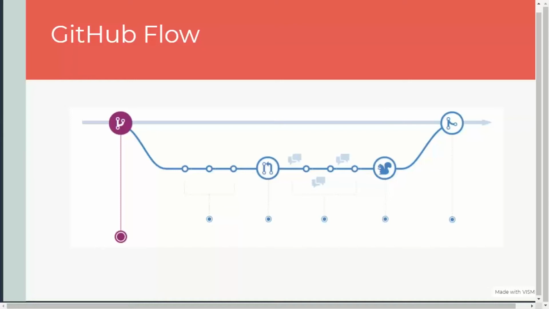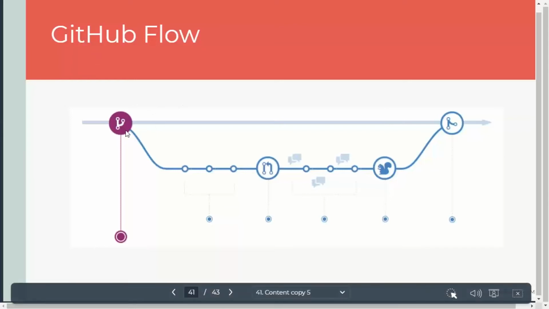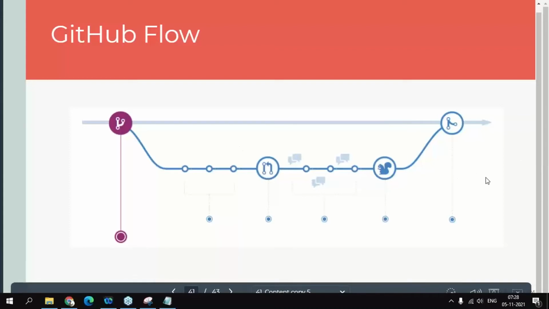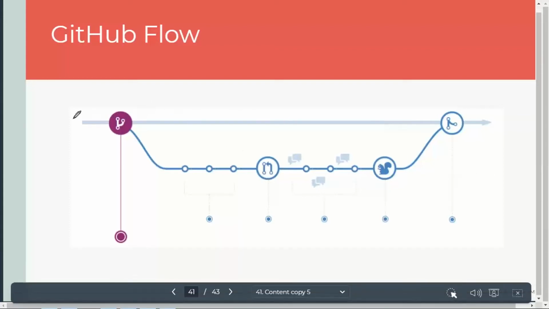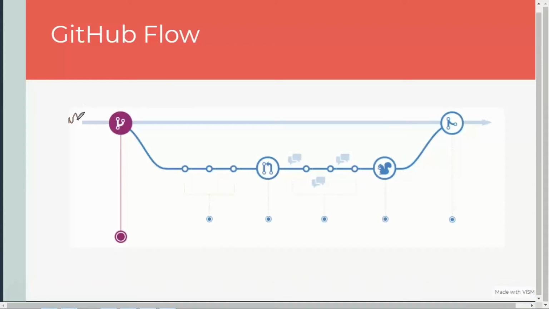Is it possible to just mark there which is the feature and which is master? So here, this is the master branch. Can you put some kind of note there so we can follow it later? Yeah, I think this is a marker. Okay, this is master.